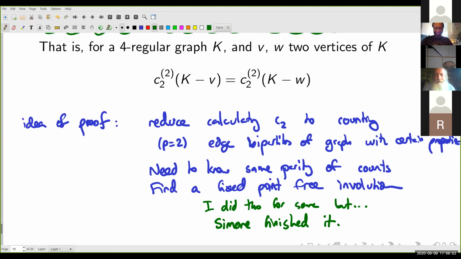And now I think some people feel that we're never going to get it for higher P, because in the case of general P, they're not bipartitions anymore. They're partitions into two P-1 parts, and they're not of the edges, they're of P-1 copies of the edges. And that's more annoying. Definitely more annoying.